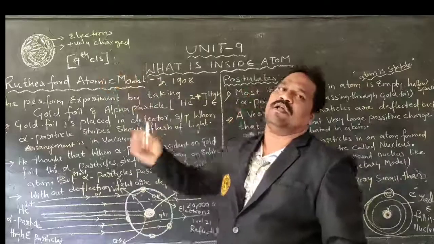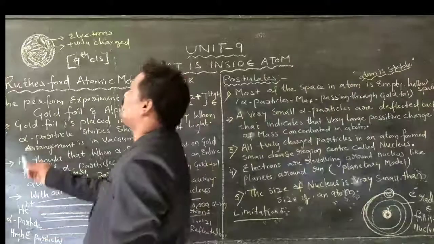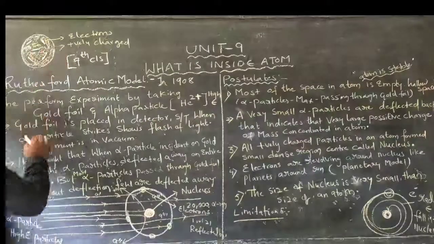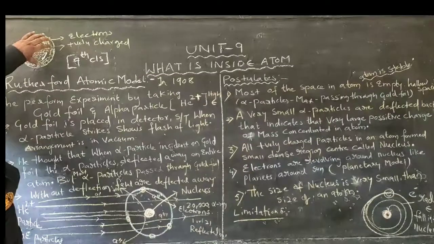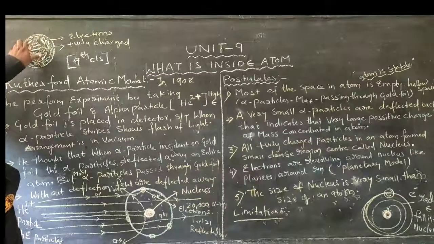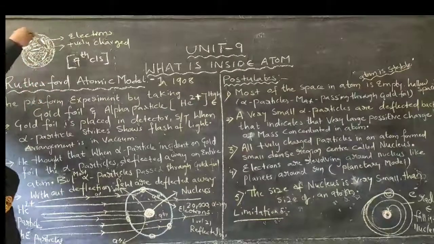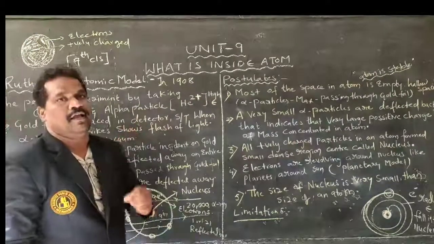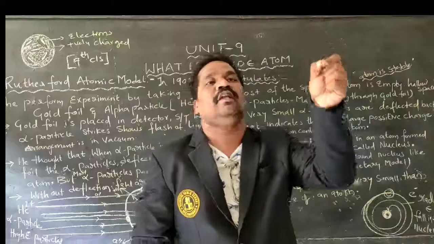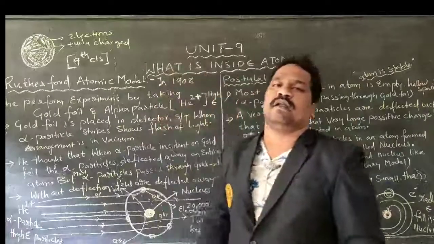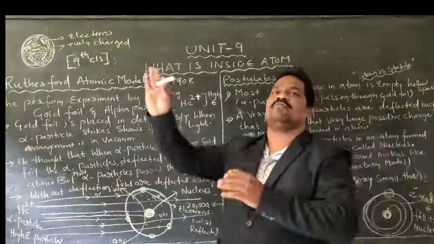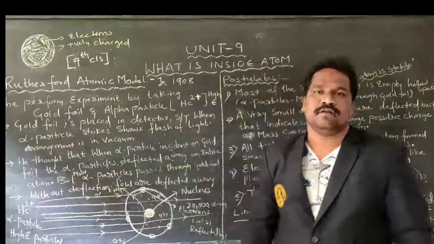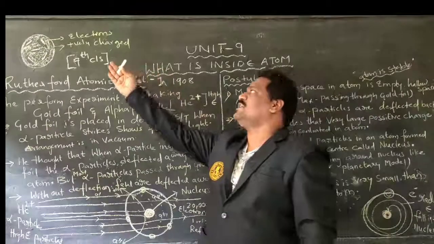According to the J.J. Thomson atomic model, what is said? The atom is in spherical shape, in which a positively charged substance is spread throughout the atom, and electrons are embedded within the positively charged particle. By default, the atom is neutral. This was the concept explained by J.J. Thomson.